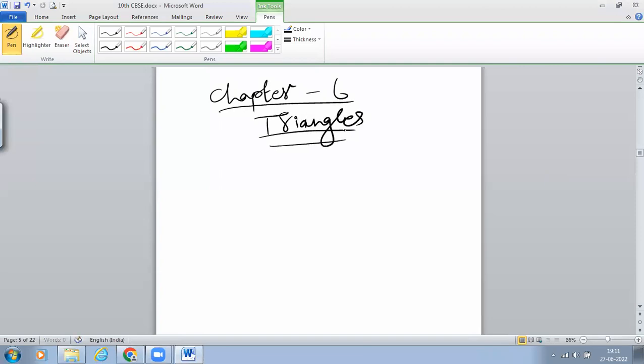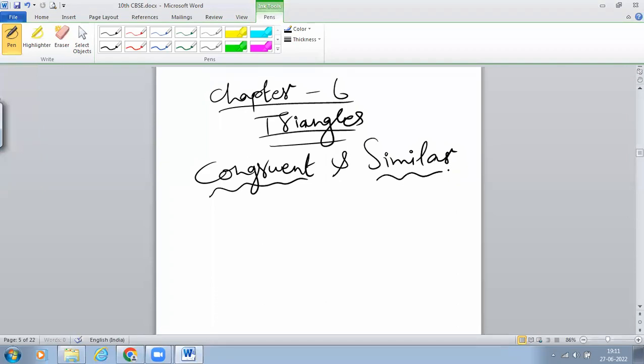Now listen. There are two words we have to understand, and we should know the difference between these two words. Most of them will use the word congruent. One word is congruent, and another word is similar. Congruent and similar. First, I will give a simple example from real life.